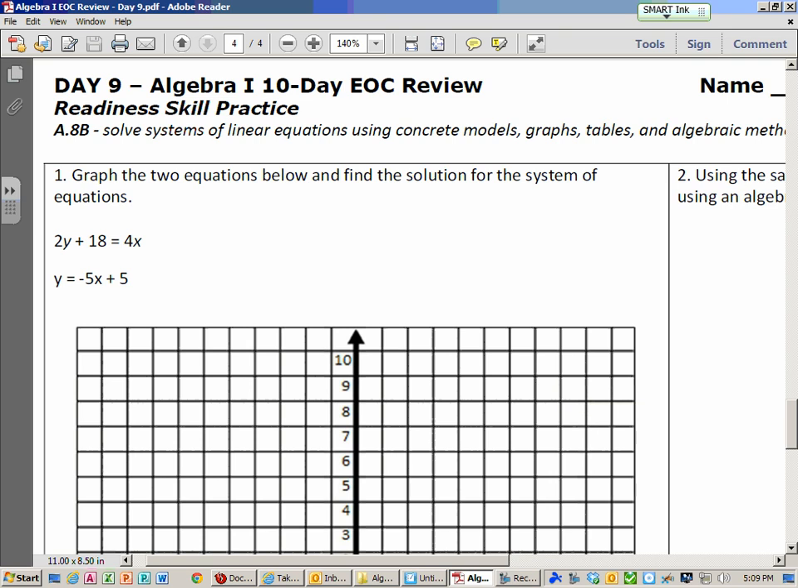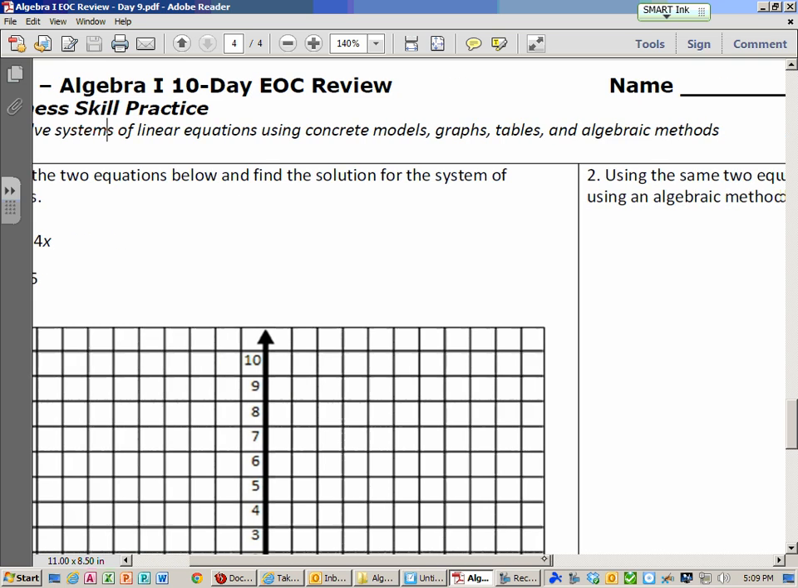All right, almost done, guys. This is day 9. Day 9 of the 10-day EOC review for your EOC STAAR test. Today, you're going to be looking at systems, system of equations using models, graphs, tables, expressions, and stories, etc.